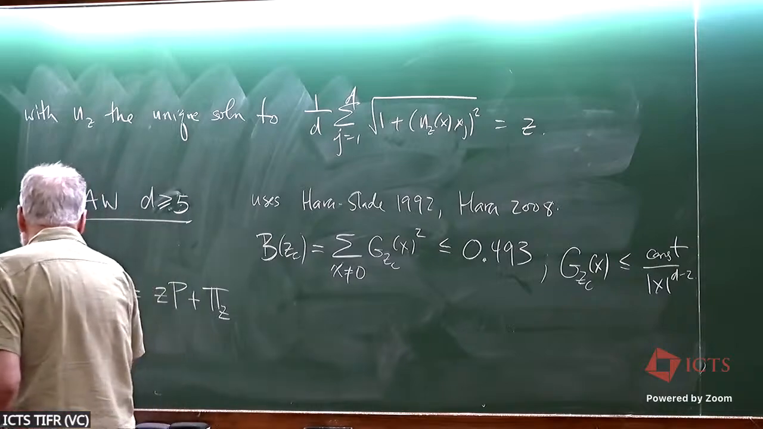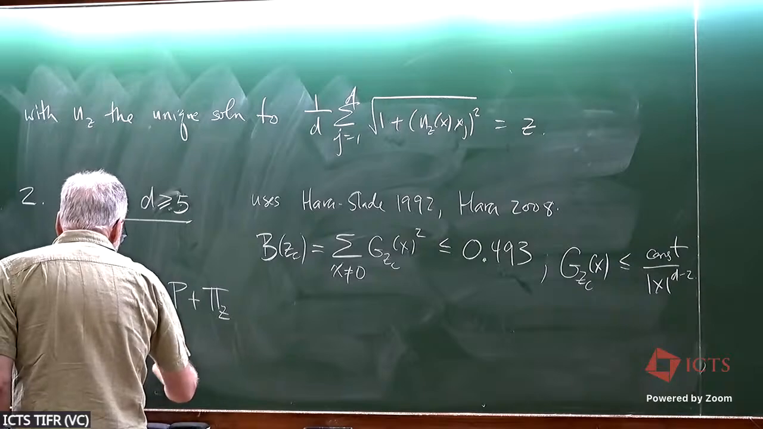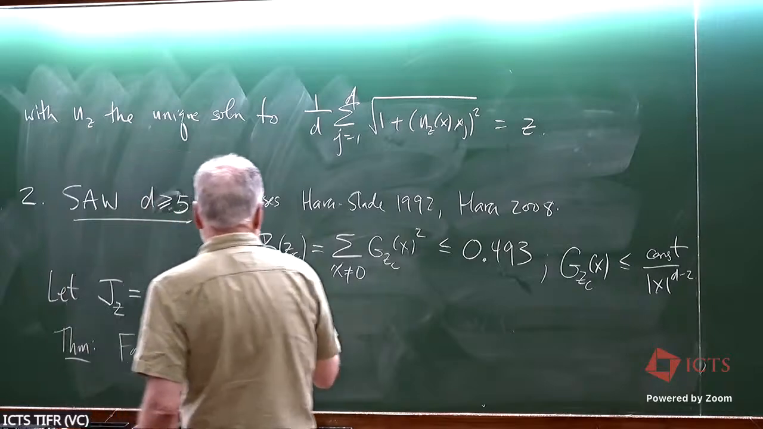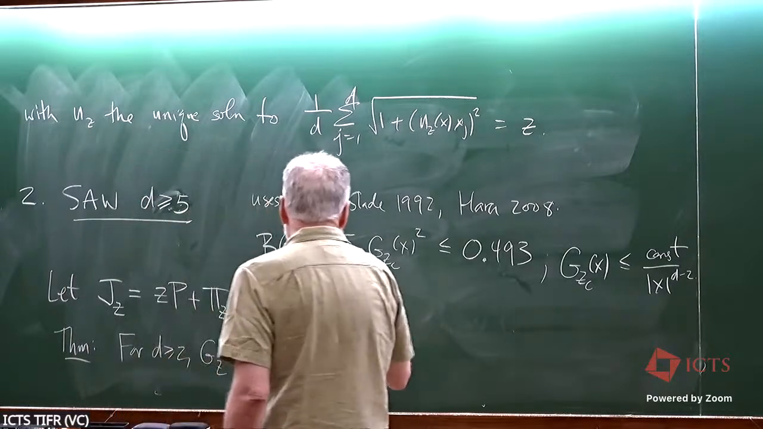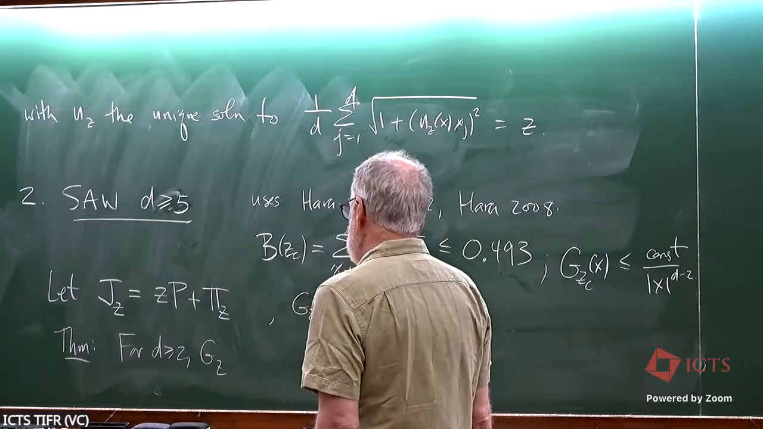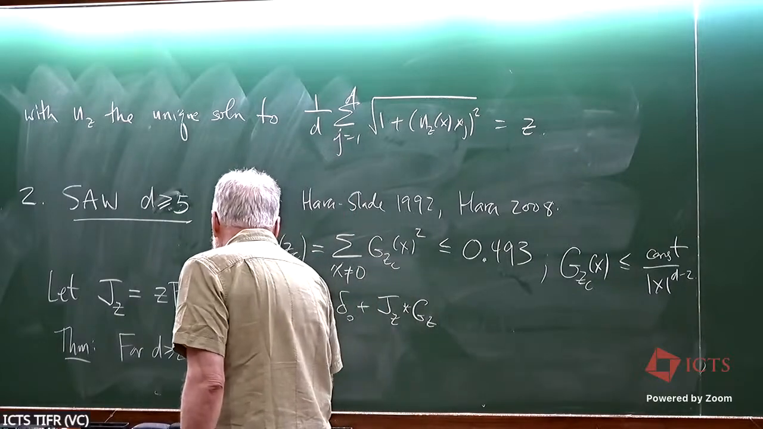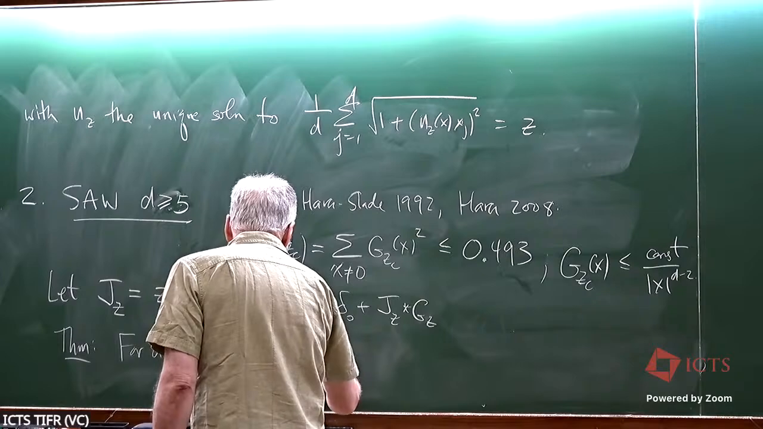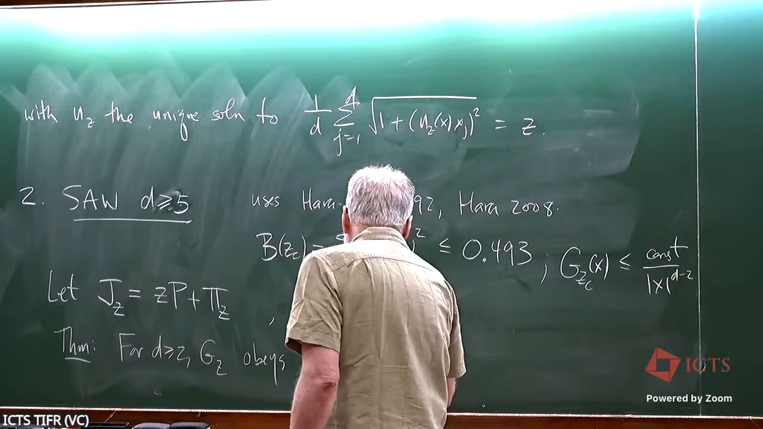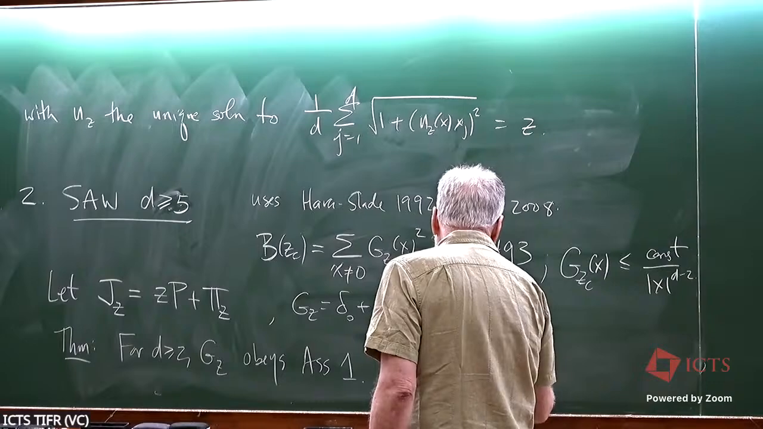And the theorem is that for d greater than or equal to 2, G_z, which is given by the solution to this equation, where Pi_z was that sum of diagrams, G_z obeys assumption 1. That's for every z. I won't talk about that. That's really elementary.